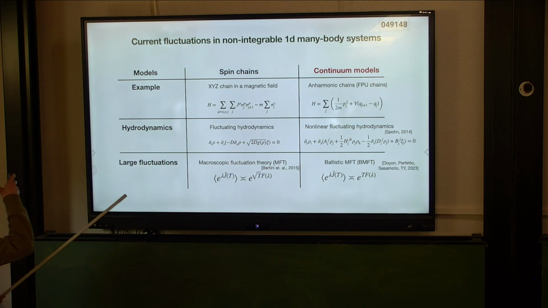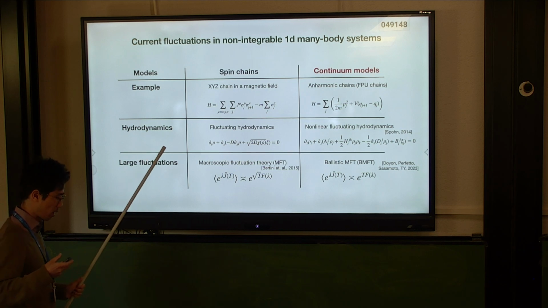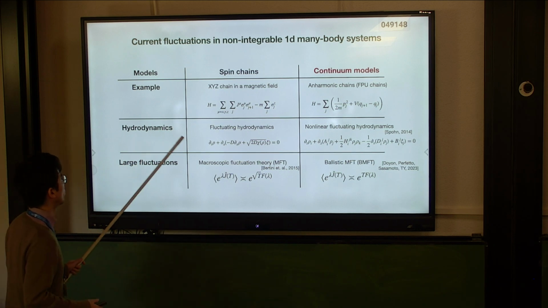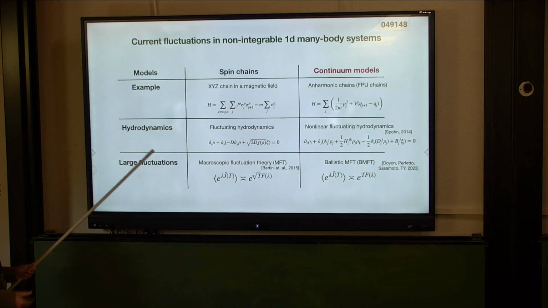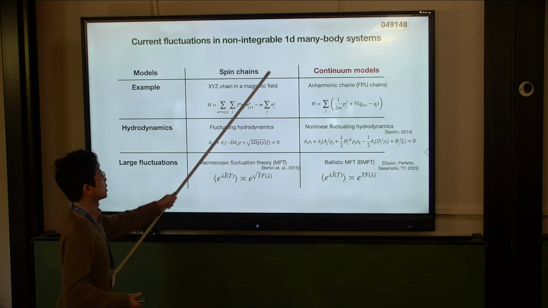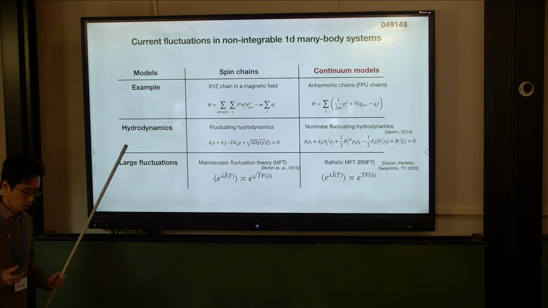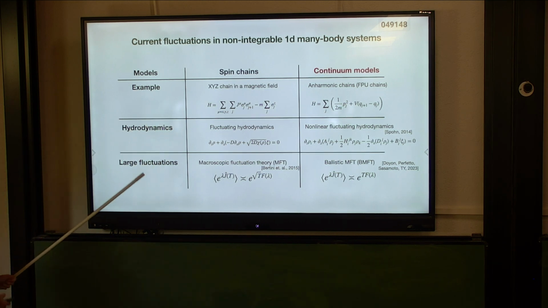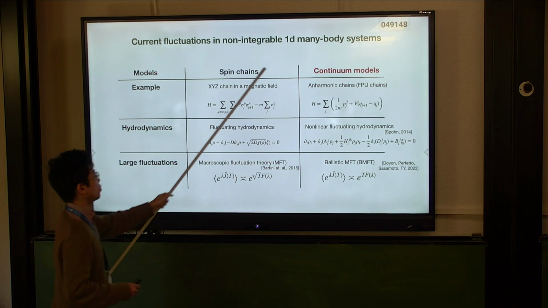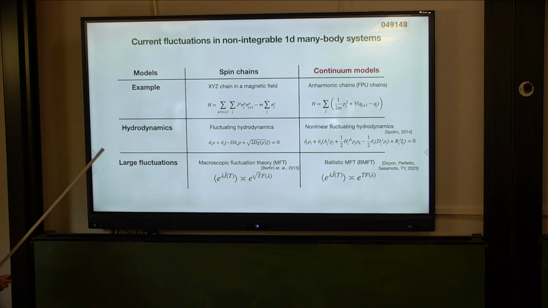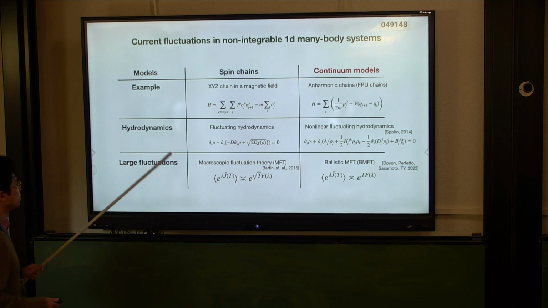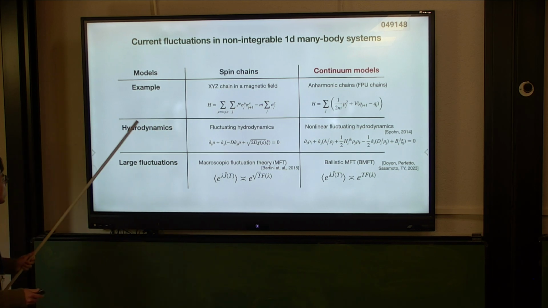And although I'm going to talk about somewhat exceptional systems, let me just quickly brief what the general expectations are for non-integrable many-body systems. I'm focusing here on one dimension because in higher dimensions, the fluctuations are usually richer and there are more varieties. So in this talk, I will just focus on the one-dimensional cases. You can loosely divide many-body systems into two categories. The first one is spin chains.